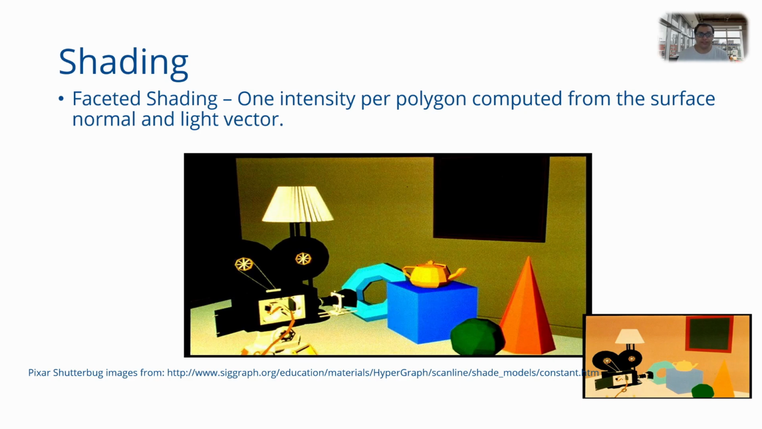And how do you do this? You have a normal for every polygon. Therefore, for that entire polygon, apply the Phong illumination model, compute the color, and assign that color for the entire polygon. So one intensity per polygon is computed from the surface normal and the light vectors. This is also reasonably fast to compute, and it is very simple. You just need to do that computation once for every face of the object.